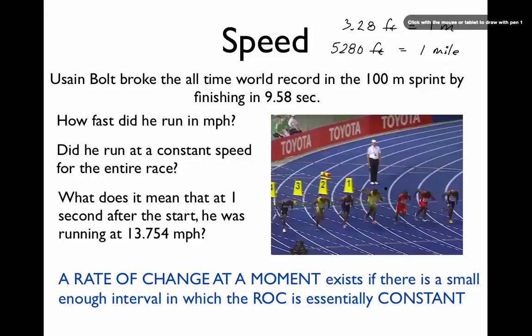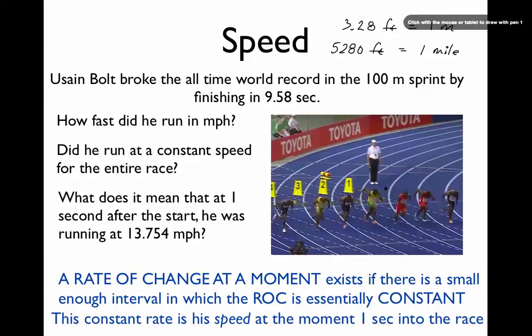Okay, so let's look at that constant rate. If we make a moment small enough at t equals 1 second, and we get a constant rate of change, then that's what we mean by his speed, that speed of 13.754 miles per hour. That speed, 13.754 miles per hour, is a constant rate of change at a small moment of time at 1 second.